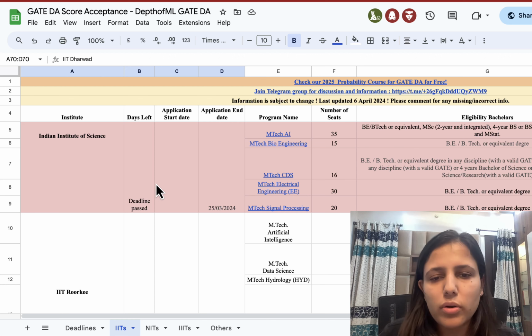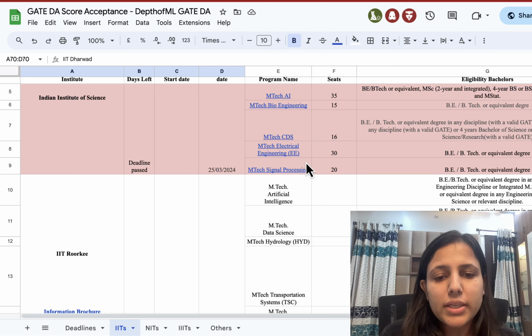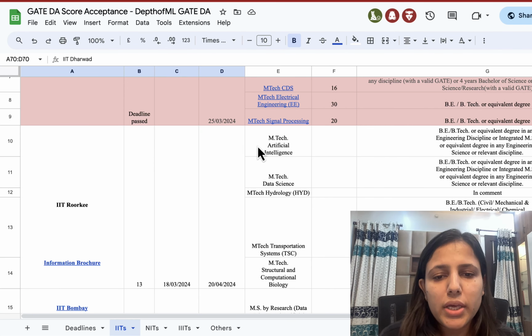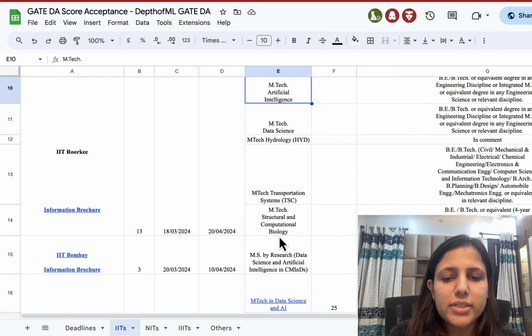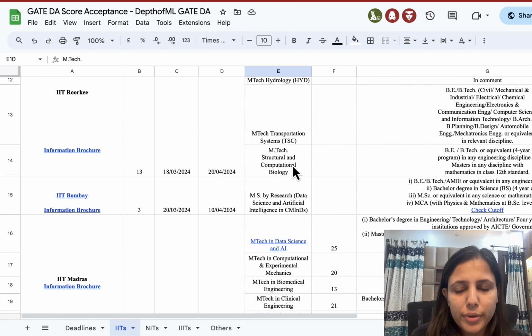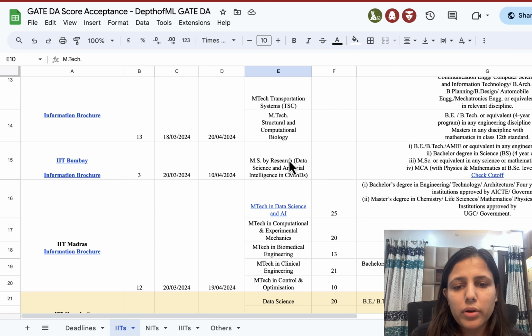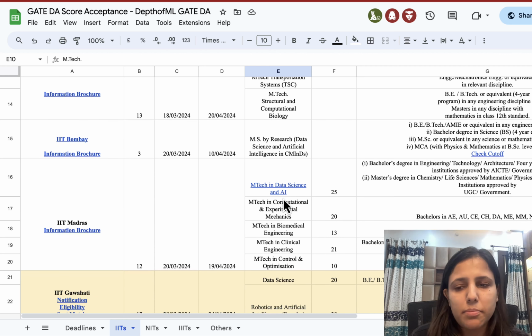And if I have to talk about the programs in different institutes: IISc, the deadline has already passed, but it was accepting admits in AI, bioengineering, CDS, EE, signal processing. Similarly, IIT Roorkee is accepting the GATE DA score for artificial intelligence, data science, hydrology, transportation systems, and structural and computational biology. IIT Bombay has only one program, which is MS by research in their C-MInDS.